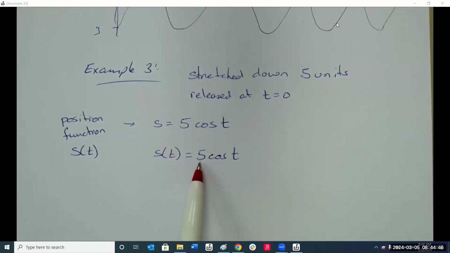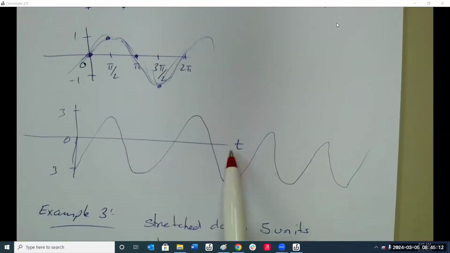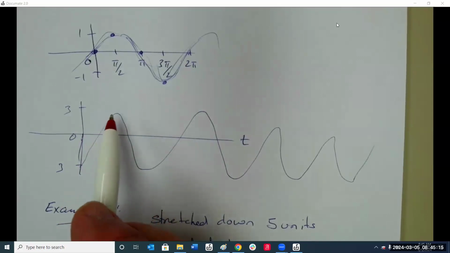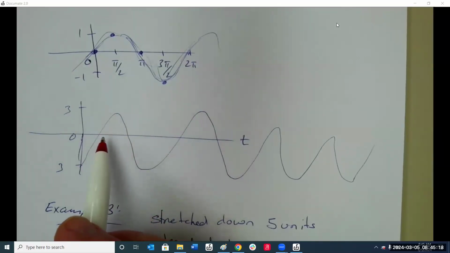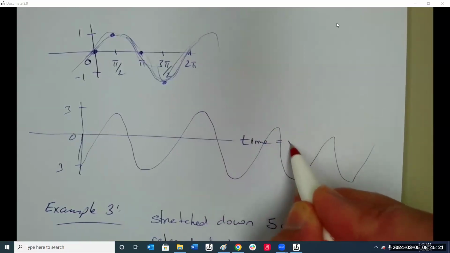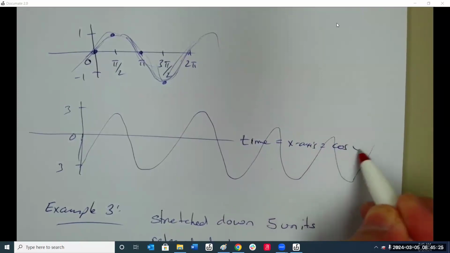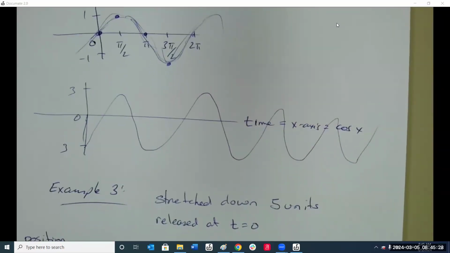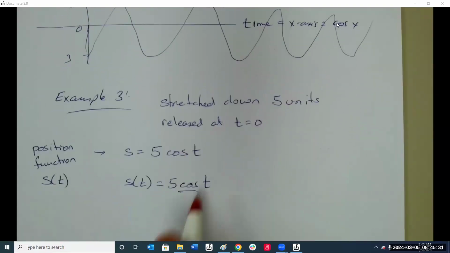That's our 5. Yeah, we put it down 5 units. So that was our initial position at time equals 0. Why cosine? Because the horizontal axis is time. And that's the only thing that changes. So everything we look at is in reference to time. Time is the x-axis, which is the cosine function. So that's where we got that.